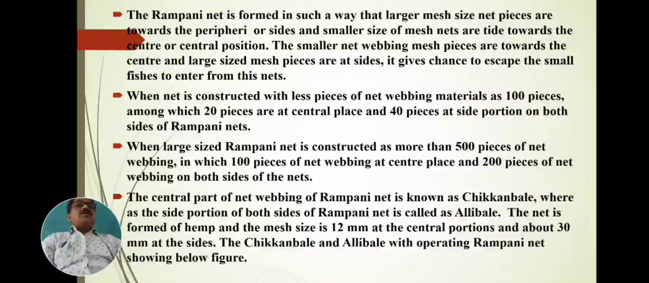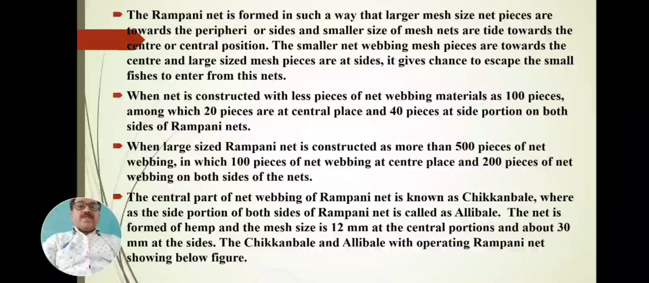of the rampani net, or production of the mackerel fish, is reduced. We give maximum chances to attain larger length and larger size, to reproduce, and to increase their size and weight. That's why smaller fishes, once they enter inside the net, can easily escape and be free from the net. For that purpose, there is smaller mesh size at the center and larger mesh size at the sides. Smaller fishes escape through the larger net webbing pieces.